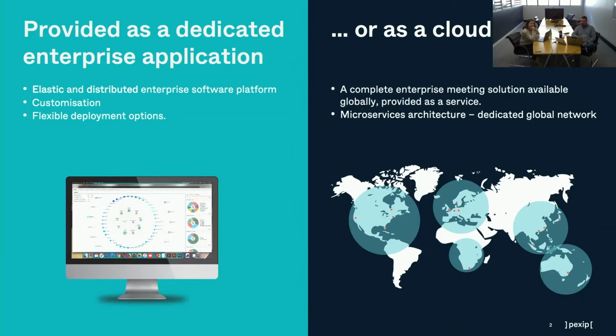On the left there we have the dedicated enterprise application, a la Pexip Infinity. It's really a distributed software platform that can reside on physical tin, VMware or Hyper-V, within a customer's data center, or in one of the three main clouds, being Google Cloud Compute, Microsoft Azure, or AWS, or a hybrid of the four.